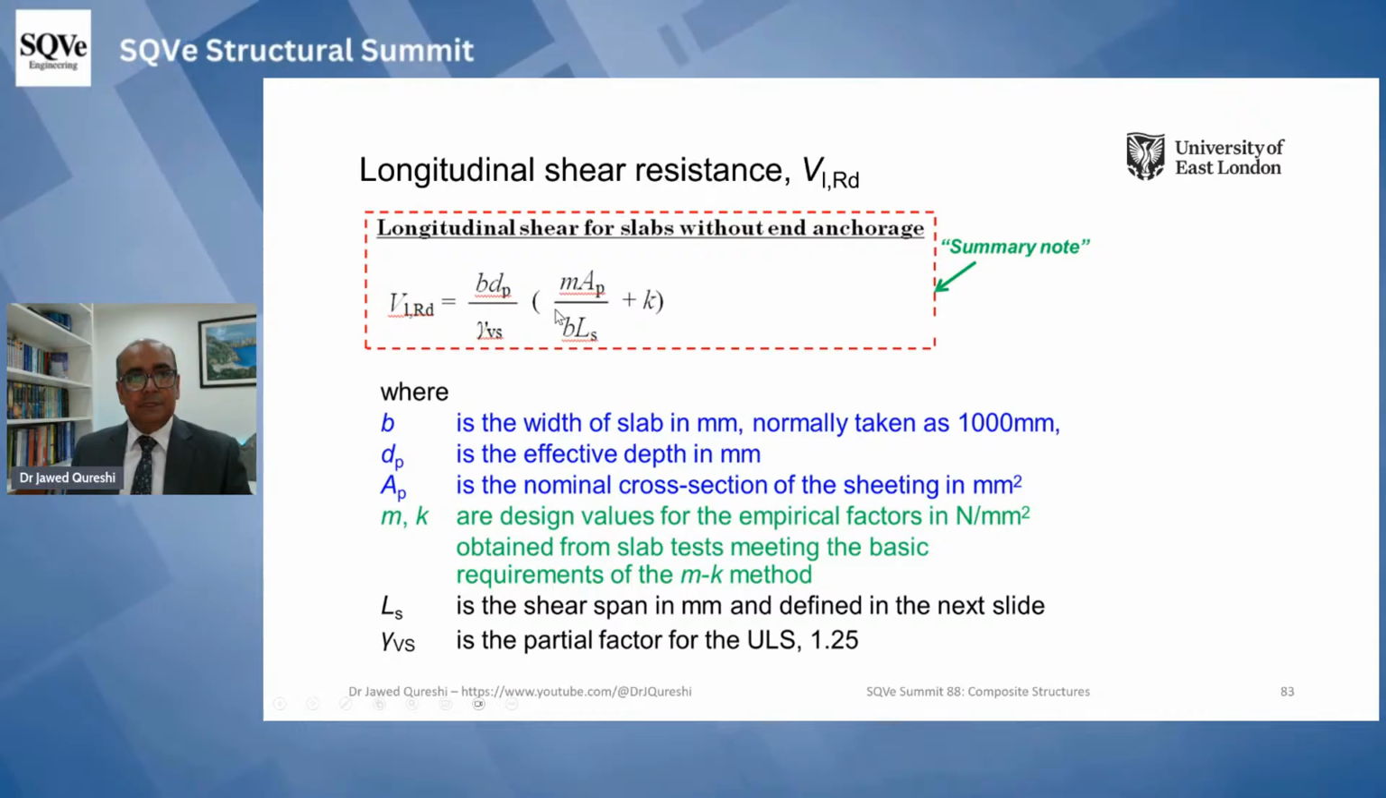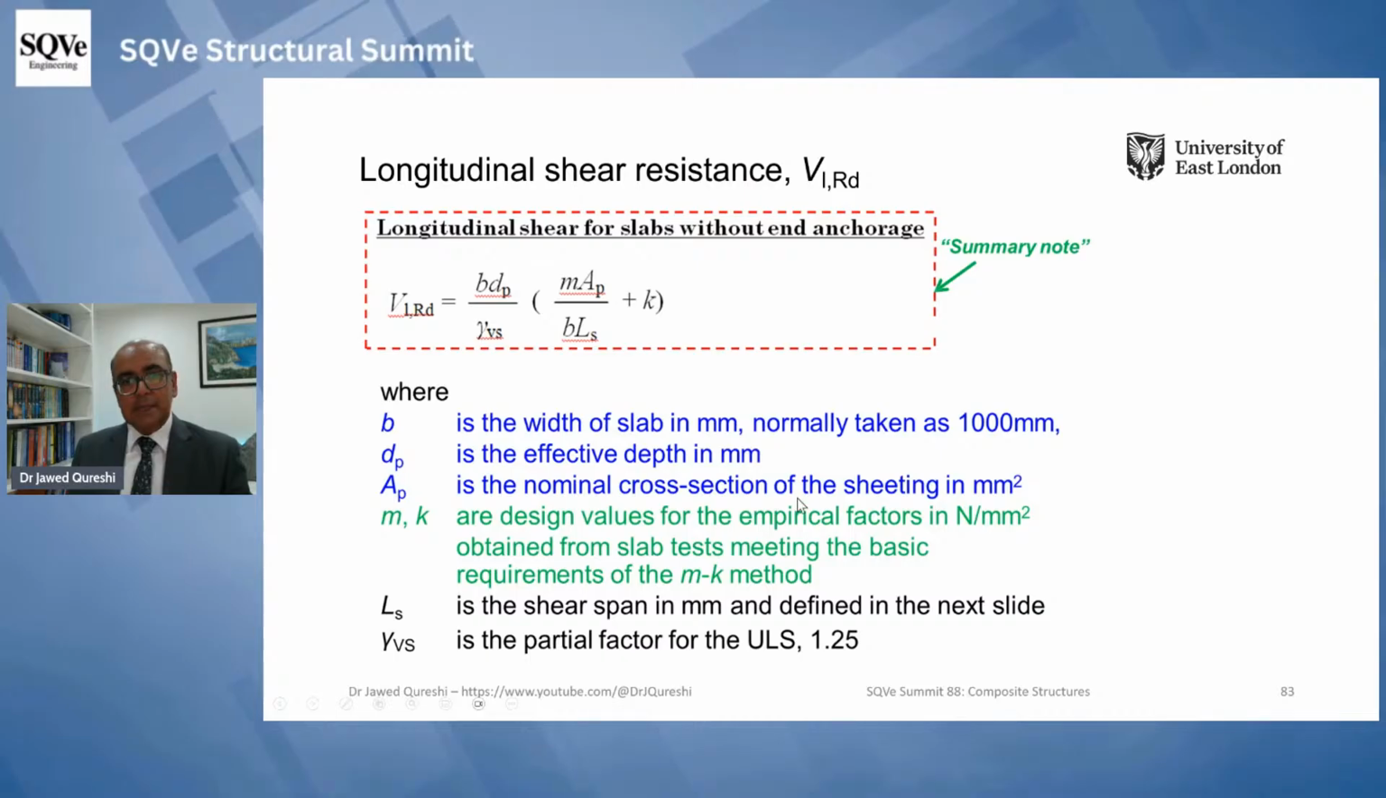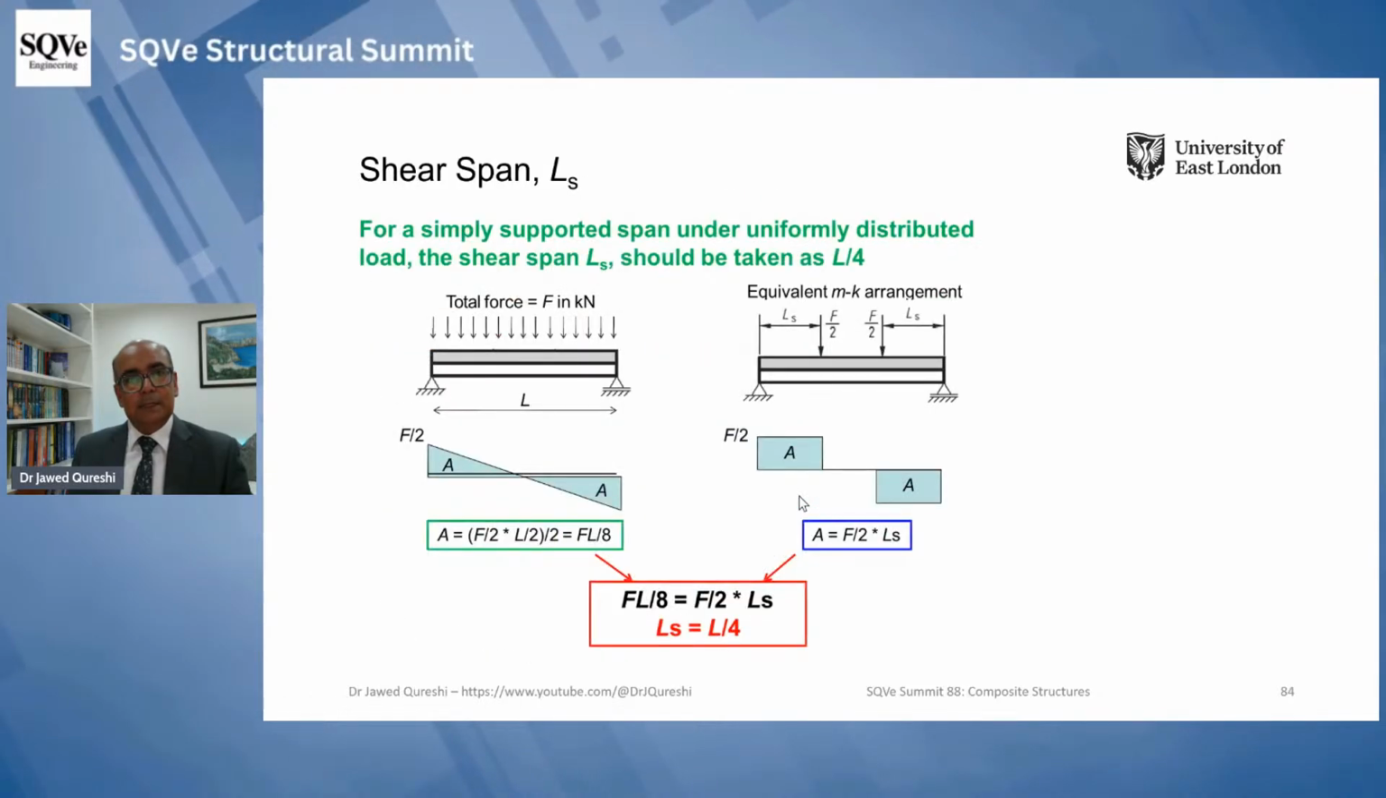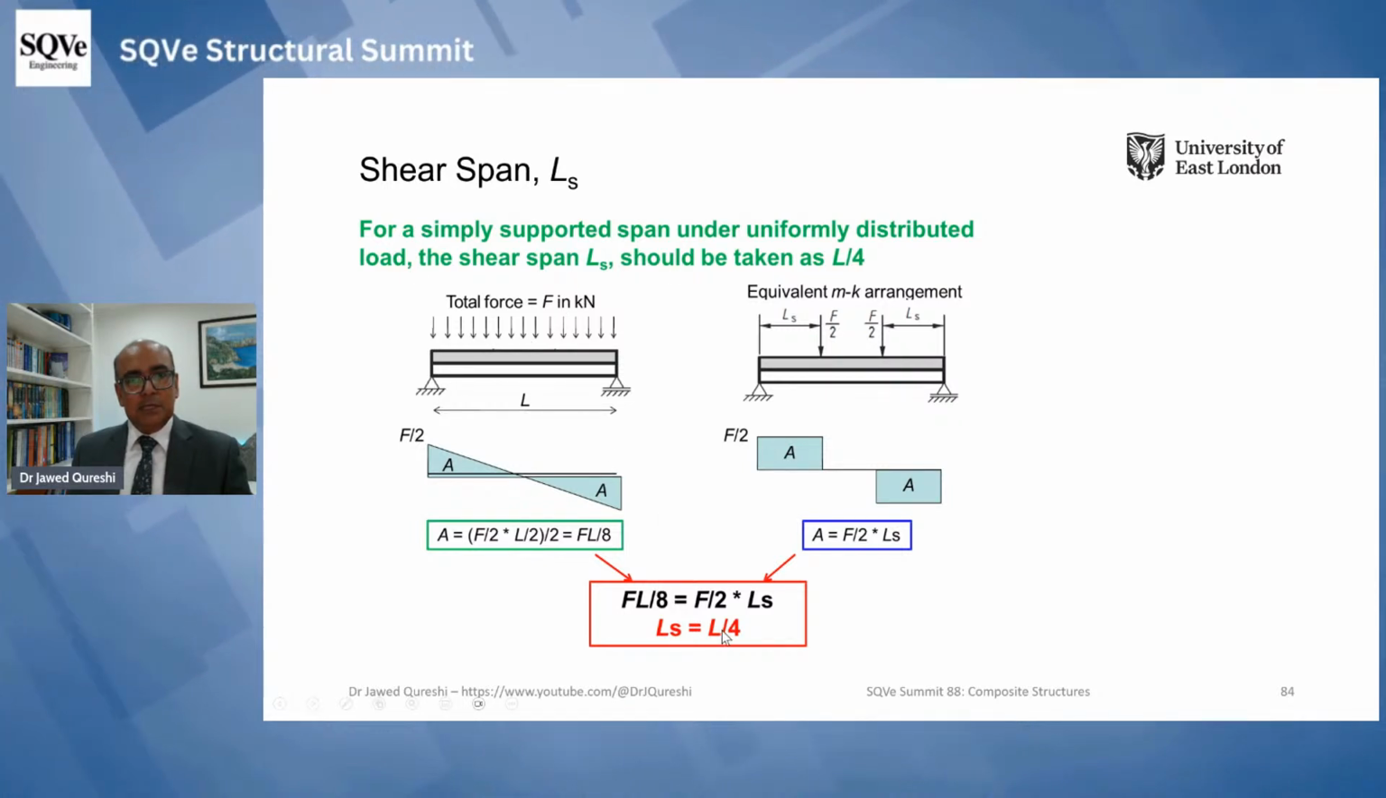And once we have these values, then what do we do? We put them into this Eurocode formula to work out longitudinal shear resistance, where we replace this m and replace this k. And then again, we work out this shear span, which is L over 4 in this case.